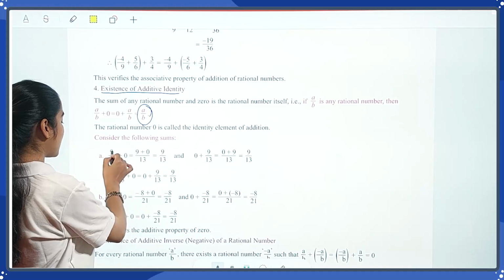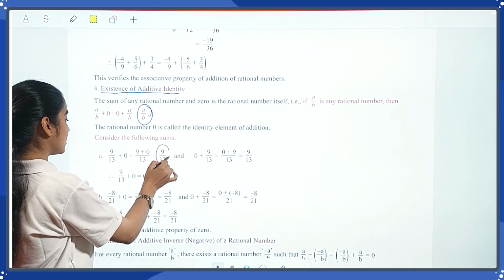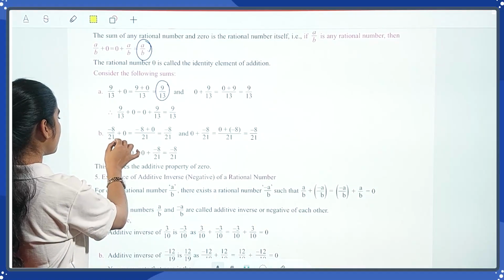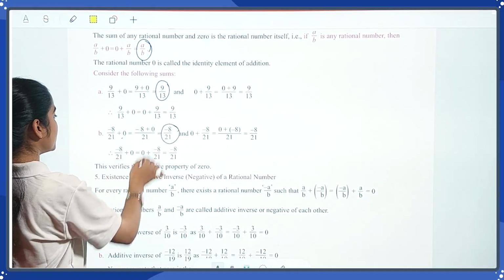Consider the following sums. 9 by 13 plus 0 is 9 by 13. Minus 8 by 21 plus 0 is minus 8 by 21.